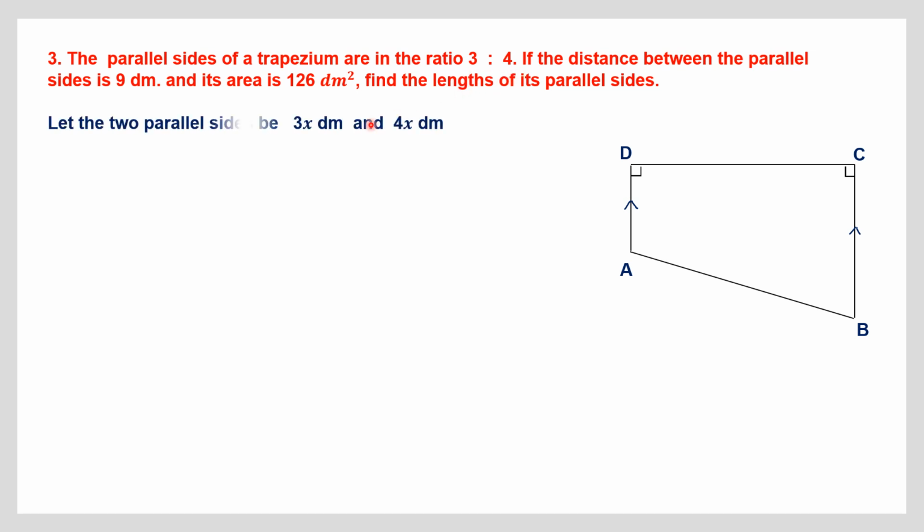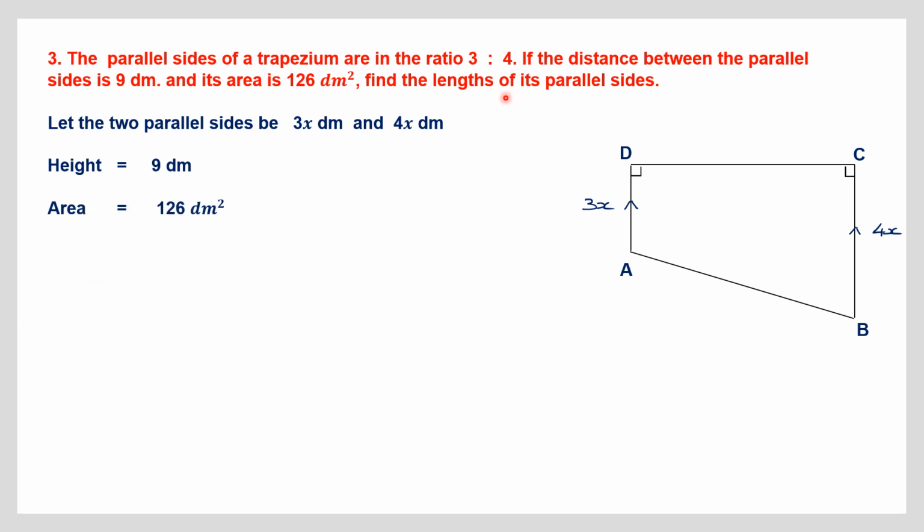So we can say let the two parallel sides be 3x decimeter and 4x decimeter. So this is 3x and this is 4x based on the ratio. Now the distance between the parallel sides is 9 decimeter. Distance is the same as height. So the distance between the two is 9 decimeters. So we are writing that as the height, and the area is also given to us as 126 decimeters square.